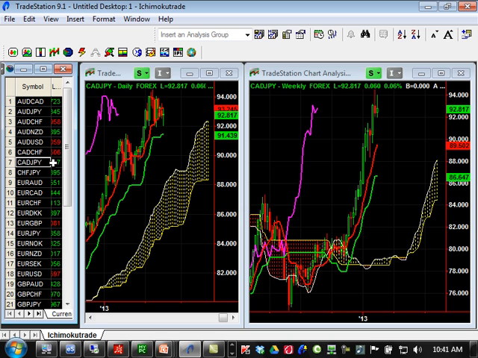CAD Yen, really nothing going on. It has not pulled back at all, so this thing is still trending very well. Noticed the CAD Yen on both the daily and weekly is still going really well.